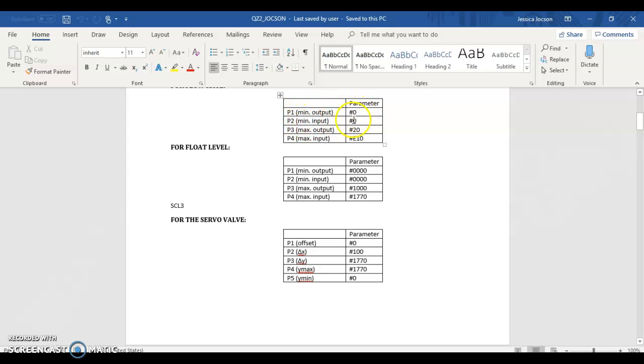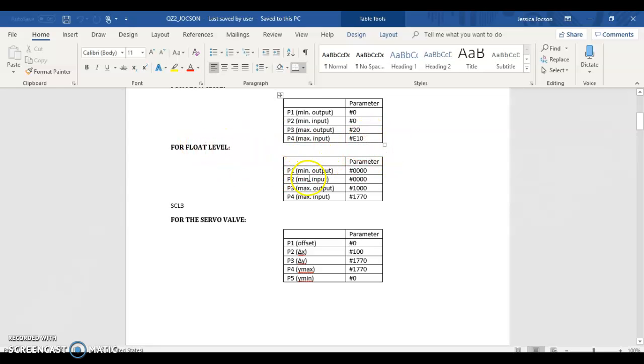minimum input 0. So this is actually 2, but we're going to change it into decimal value and scale it on the numerical display on the HMI. So this is the value that the HMI will read. And this is the maximum input coming from the PLC.